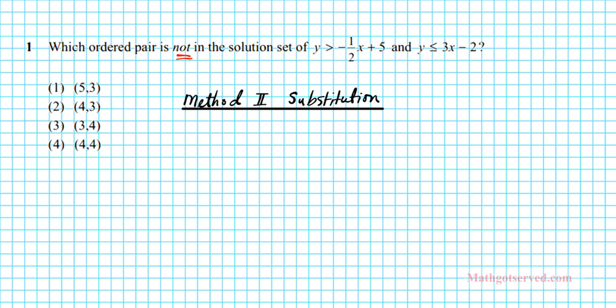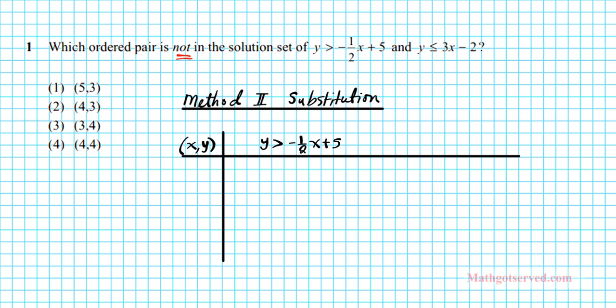Alright, so what you want to note here is that we are testing 2 inequalities. So let's make a grid right here. Our coordinates are x and y, right? We're going to test y is greater than -1/2 x plus 5 first. If it passes that test, then we'll advance to y is less than or equal to 3x minus 2. If it passes both tests, then that is a solution set, and it's not our answer. So the first one we're going to try is 5, 3.